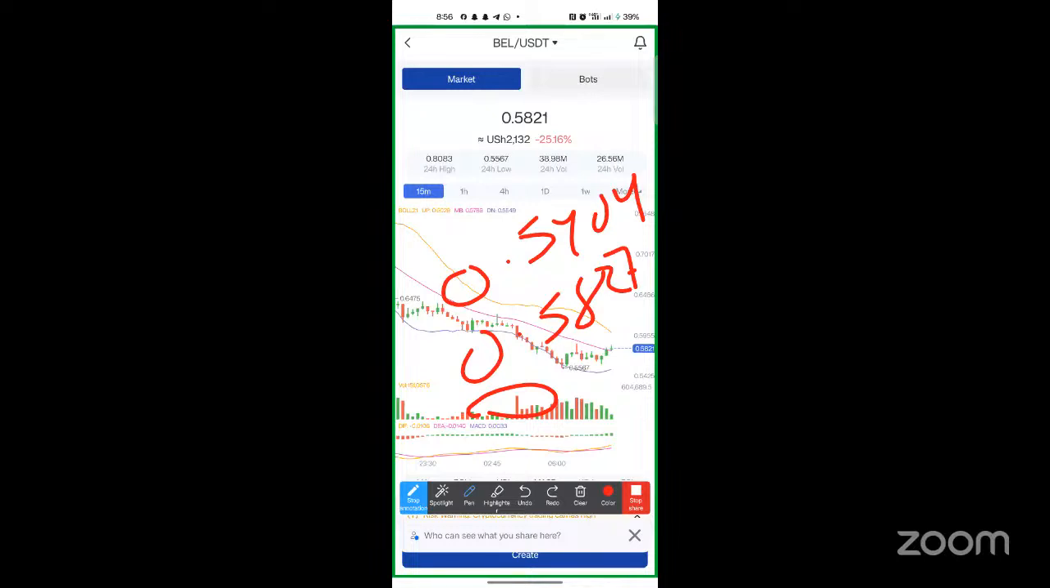Above. So meaning, before getting excited, you can set this as your entry price.